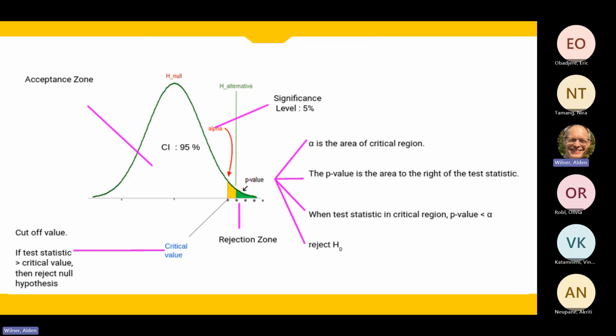Here's our acceptance zone. This is a one-tailed test, right? Alpha is a critical region. The p-value is the number of sigmas from the mean where we have our alpha value. If we get a p-value greater than that, we reject the null hypothesis. If we get a p-value over in the acceptance zone, then we accept the null hypothesis.